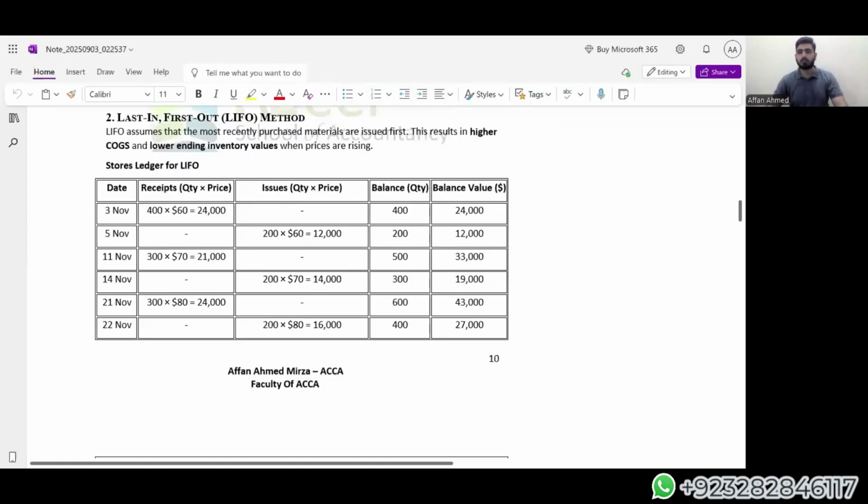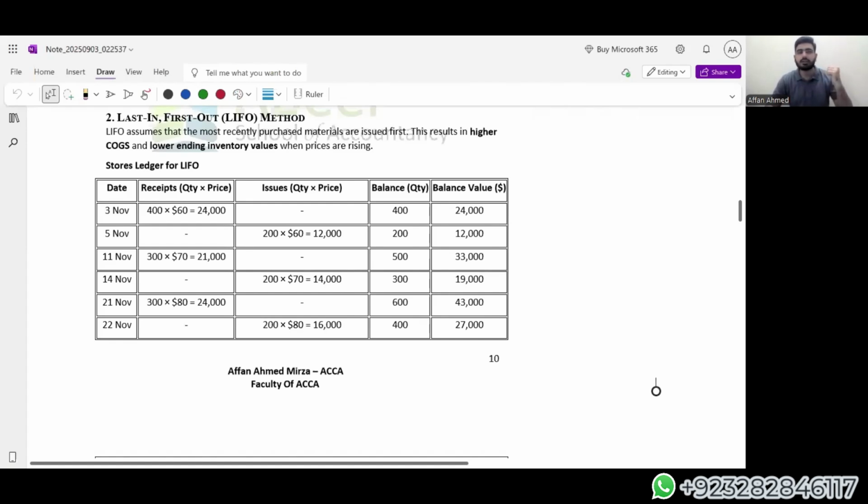Today we have to start with our second technique of valuing inventory, or costing inventory, that is known as LIFO, last in first out. The main concept here is that the inventory that was bought at the end of the year is preferred to be sold or used first. So this creates a problem. That is why this particular technique is not very preferred.